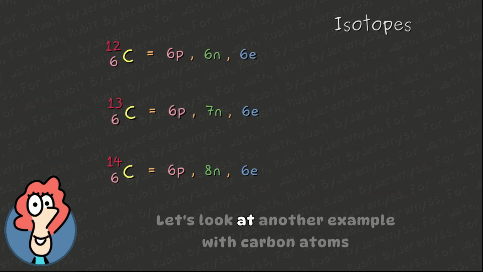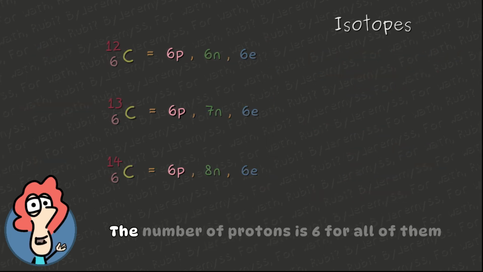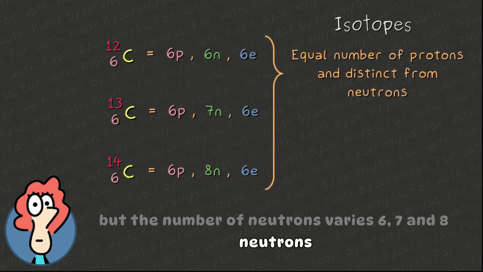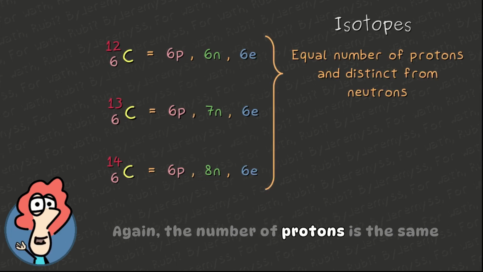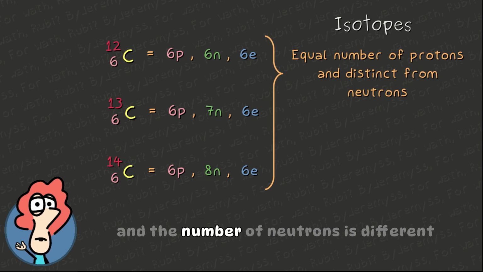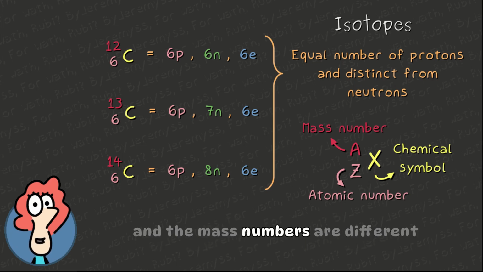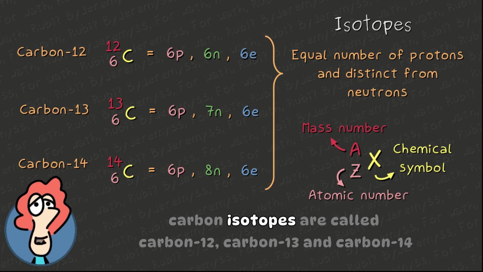Let's look at another example with carbon atoms. The number of protons is 6 for all of them, but the number of neutrons varies: 6, 7, and 8 neutrons. Again, the number of protons is the same, and the number of neutrons is different. We also see that the atomic numbers are the same, and the mass numbers are different. Carbon isotopes are called carbon-12, carbon-13, and carbon-14.